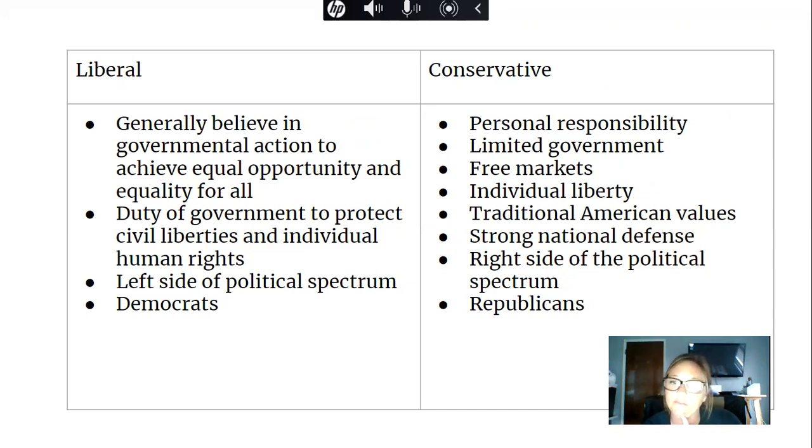Liberals fall on the left side of the political spectrum, and most of the time, if someone's liberal, they will identify as a Democrat.